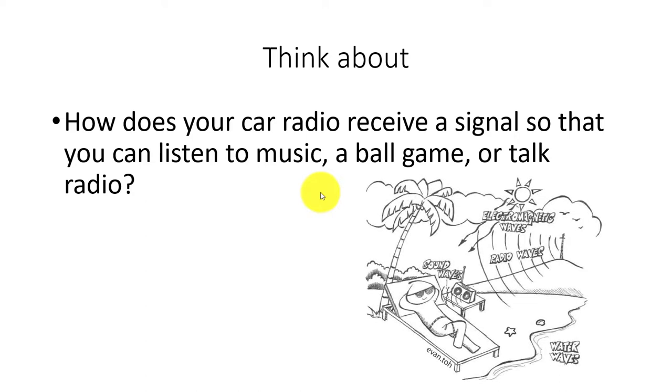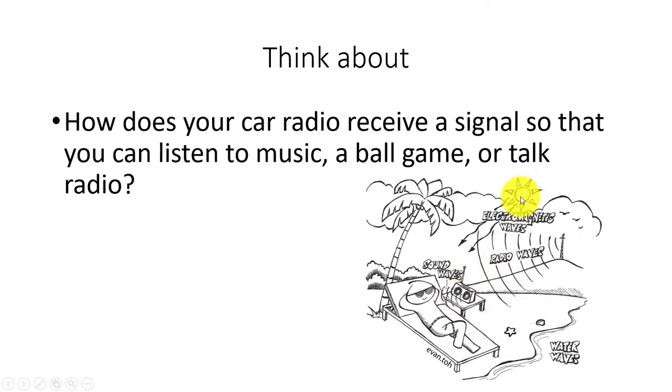And here's your question to think about: how does your car radio receive a signal so that you can listen to music, a ball game, or talk radio? Just want to mention here that you don't hear radio waves. Radio waves are picked up from the antenna of your radio, and then your radio converts the electromagnetic energy into sound waves, right? So those are two different things.